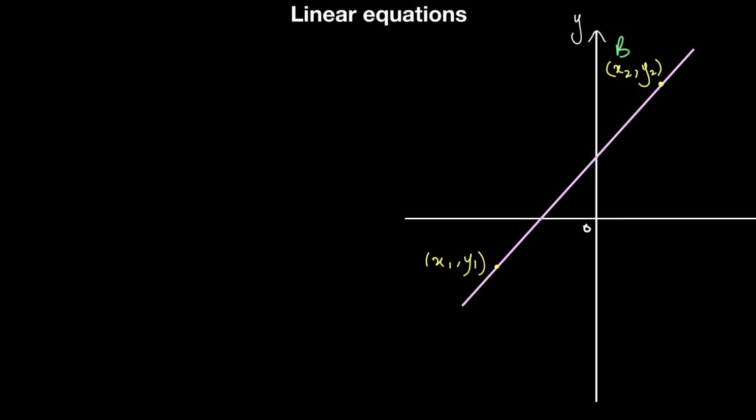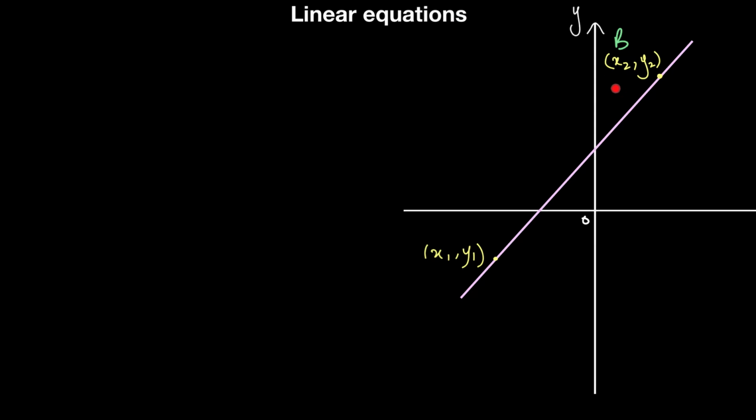So let's say that we have a straight line with the points A and B. How do I find the distance? How do I find the distance between A and B? In other words, how do I find the shortest distance or the length of this line segment AB?